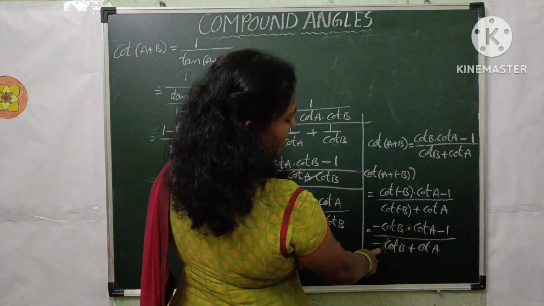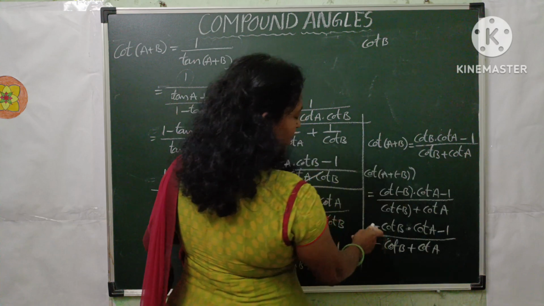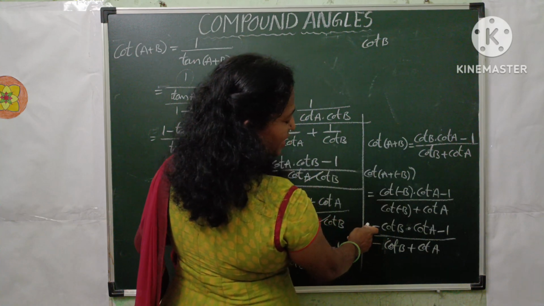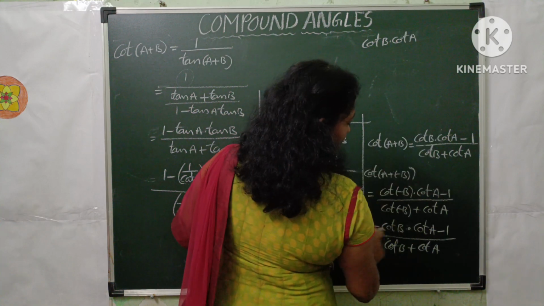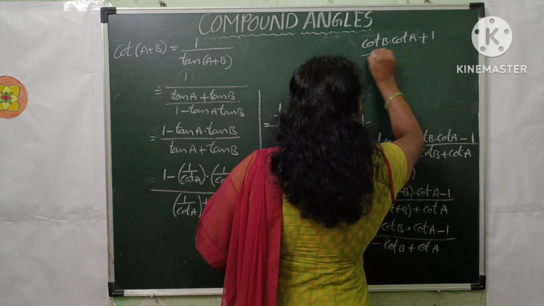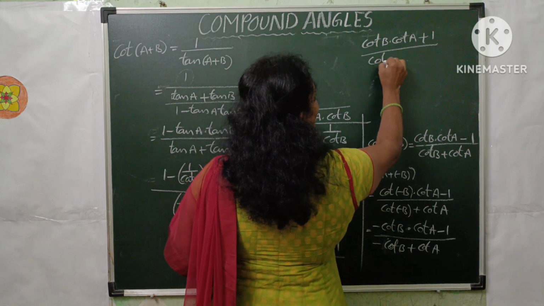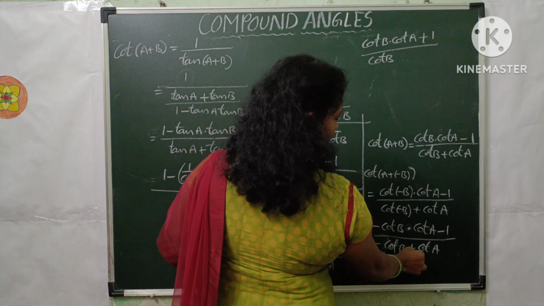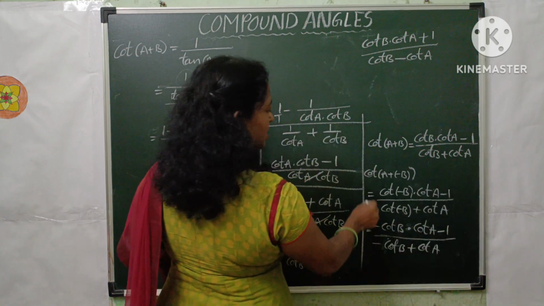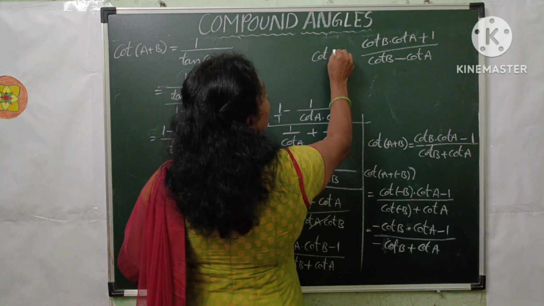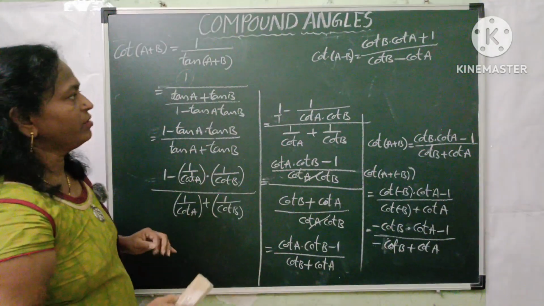Here multiply with the minus. Then cot minus as plus, plus as minus. Minus into minus plus, cot B into cot A. Here minus into minus plus 1 by minus, minus into minus plus cot B. Here minus into plus minus cot A. This is the cot(A minus B) formula. Okay, right. Next one.